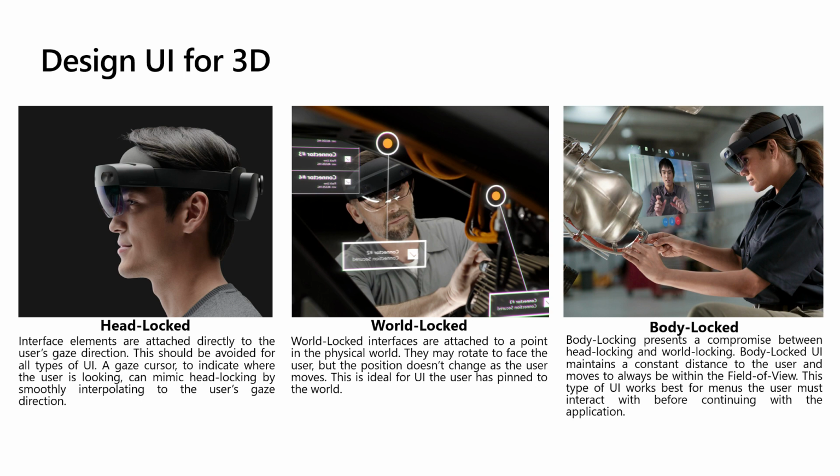We like to think about UI having about three different types of behaviors: head-locked, world-locked, and body-locked. They just differ in how the UI reacts to what the user's doing. Head-locked UI is anything that's rigidly attached to the user's gaze. As they look around, the UI follows them exactly, so it never seems to move relative to the user. That's really distracting, and it just doesn't look great in 3D. So generally, avoid head-locked UI.